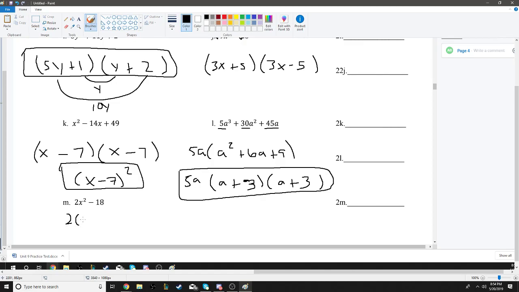GCF, factor the 2 out. We get x squared minus 9. And notice that they're both square rootable. So this is 2 times x plus 3 times x minus 3.